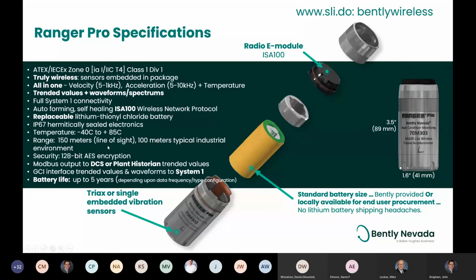We have a range here of 150 meters. Typically, we say 150 to 200 meters line of sight. So when you're in the radio world, you talk mountaintop to mountaintop, nothing in between. So in your typical industrial environment, you don't have that. So we typically are going to rate it at about 100 meters between sensors. Talked about the encryption.